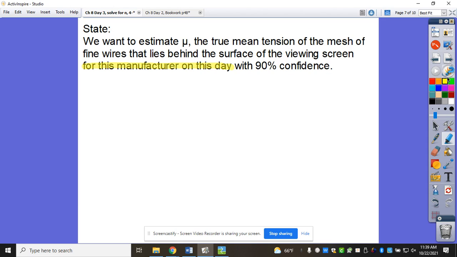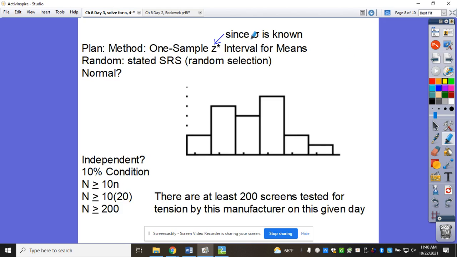All right, so what is our first part of plan? Method. Method should be pretty easy right now. The first thing is it is a what kind of sample? A one sample. We are choosing to use what is our critical value? Z, and we are constructing a interval, and it's specifically right now for means. The one thing you got to make sure you remember is I chose Z because sigma is known, and you have to specify that. And a lot of people tend to forget to do that part.